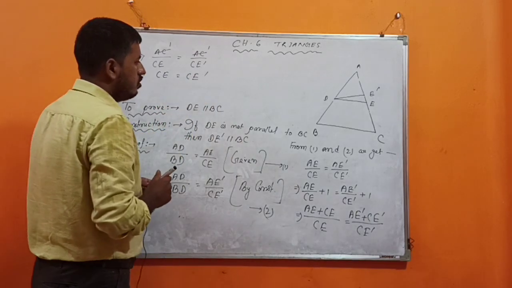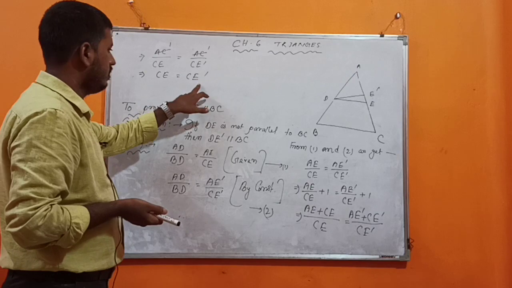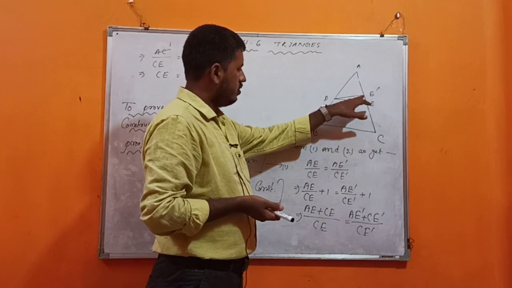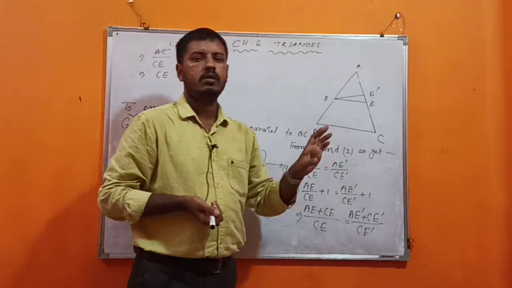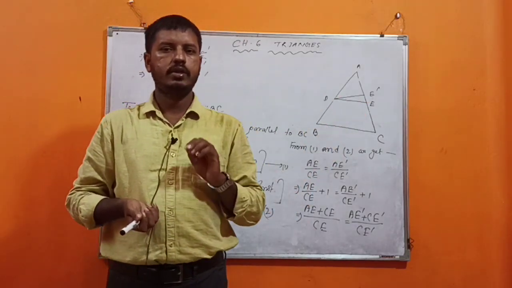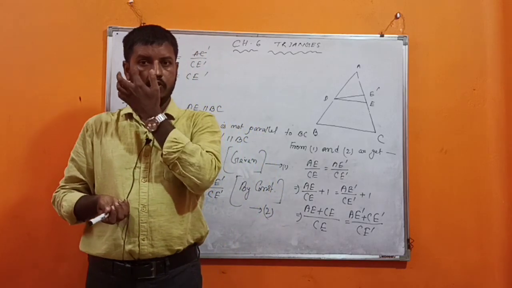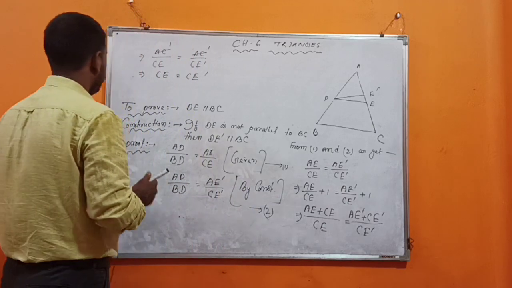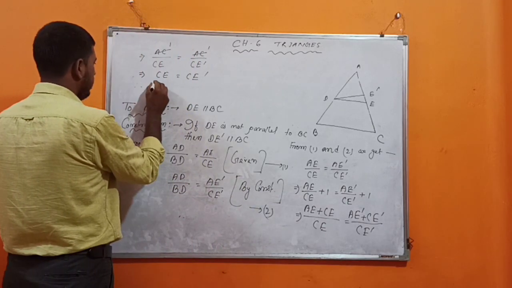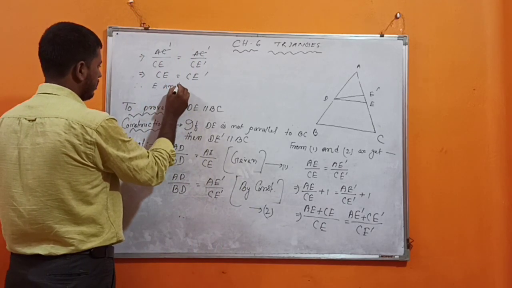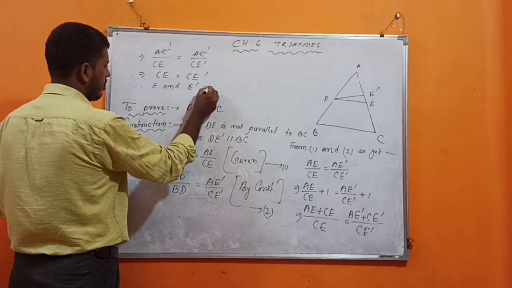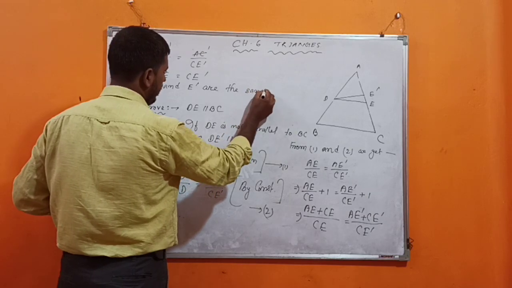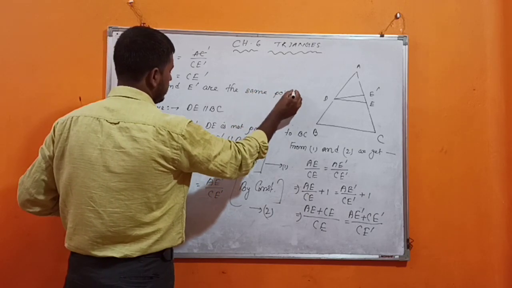Okay, so this is the interesting thing. Please look at this. CE equal to CE dash. Okay, this can happen only if E and E dash coincide. Okay, this can happen only for what? E and E dash coincide. So I am writing, therefore E and E dash are the same point.